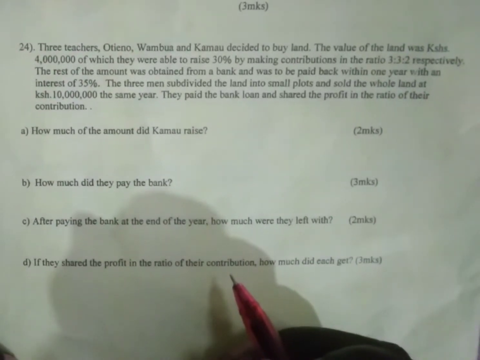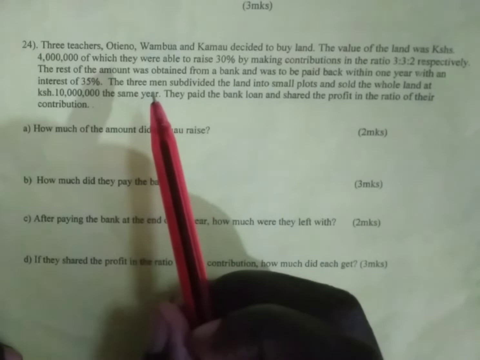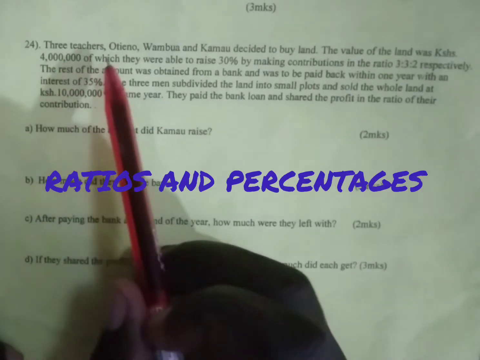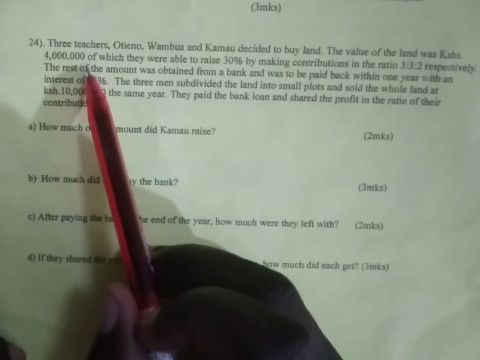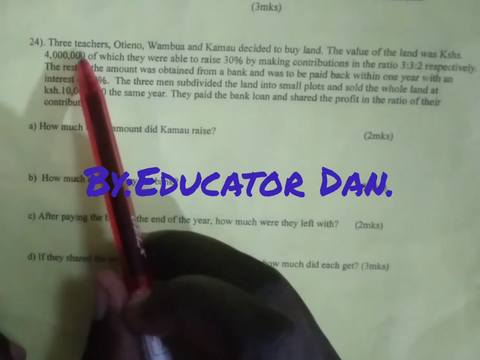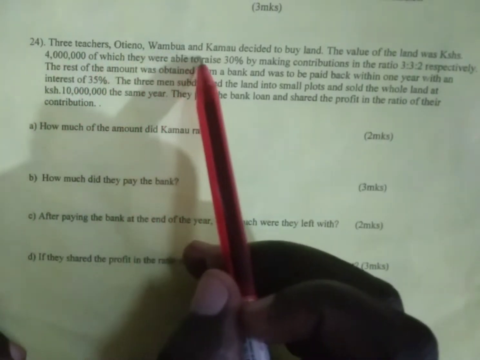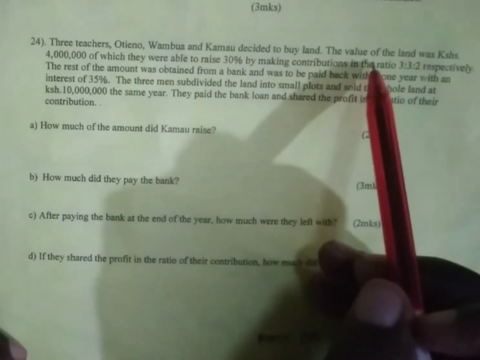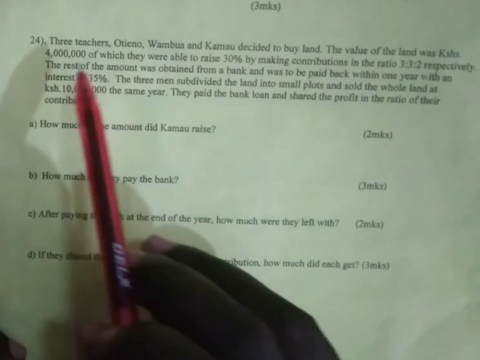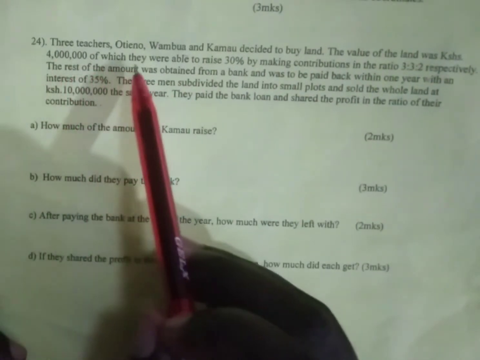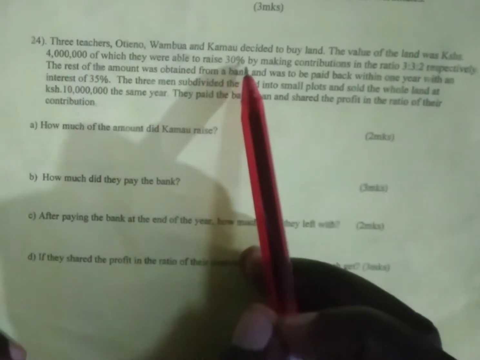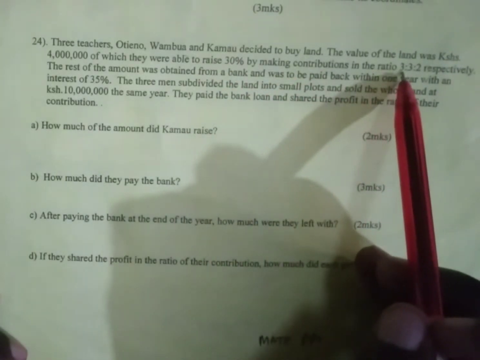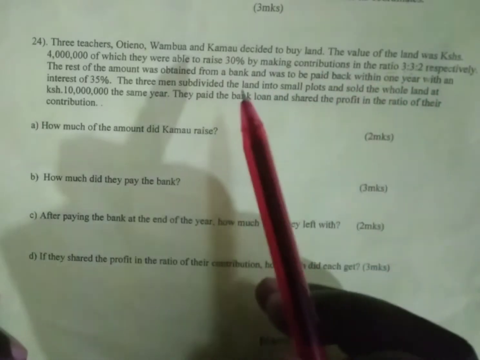Welcome to today's discussion. Today we are going to look at a question that deals with ratios. The question reads: three teachers, Otieno, Wambua and Kamau, decided to buy land. The value of the land was 4 million, of which they were able to raise 30% by making contributions in the ratio of 3 to 3 to 2 respectively.